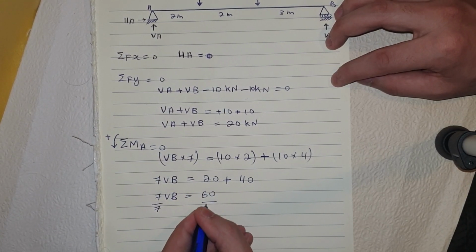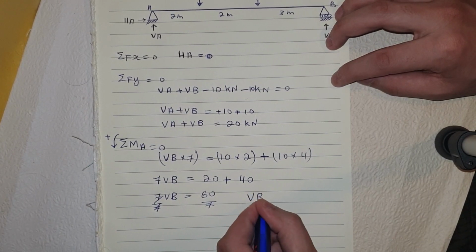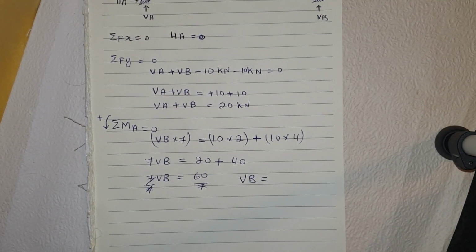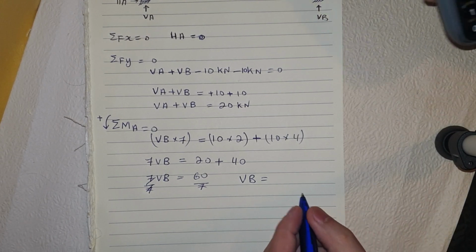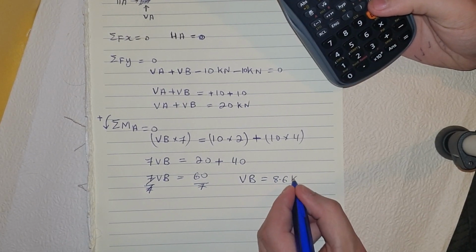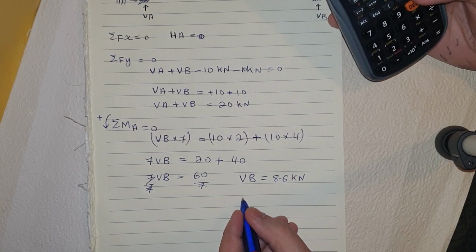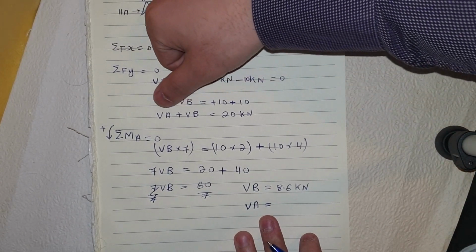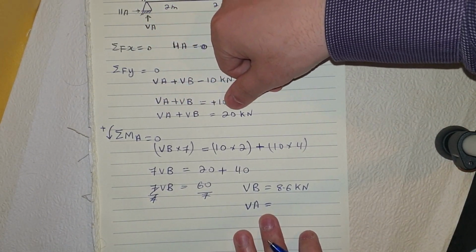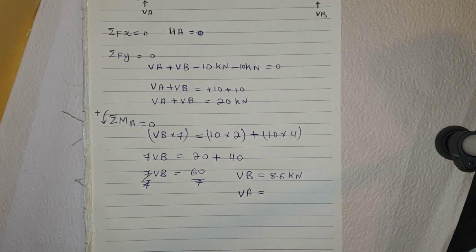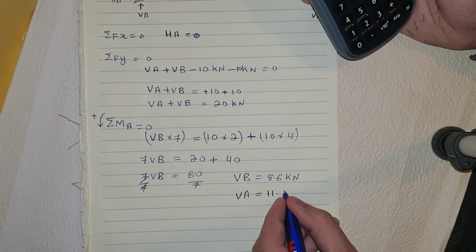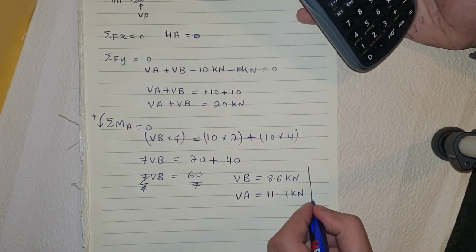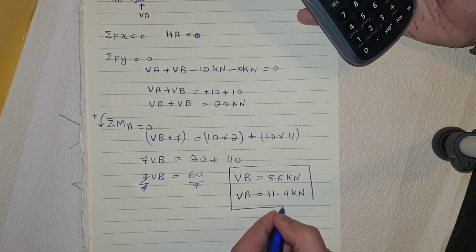Both sides divided by 7 to find the value of VB. 60 divided by 7 is 8.6 kilonewton. And the value of VA: as I mentioned earlier, VA plus VB is equal to 20 kilonewton. So 20 minus 8.6 is equal to 11.4 kilonewton. So that's the reaction of my VA and VB.